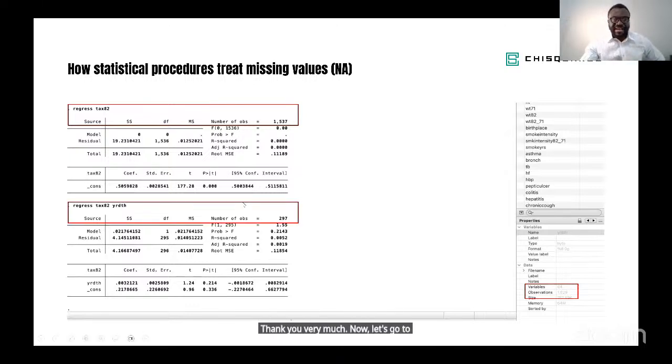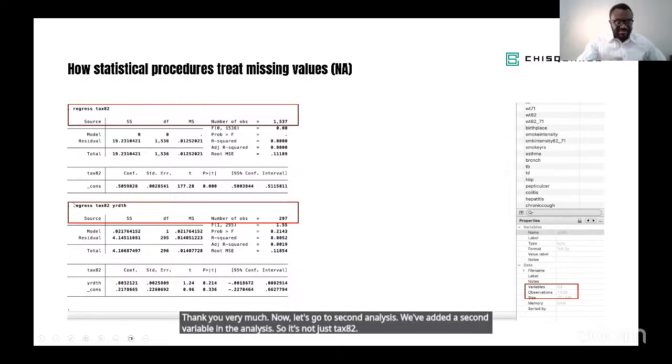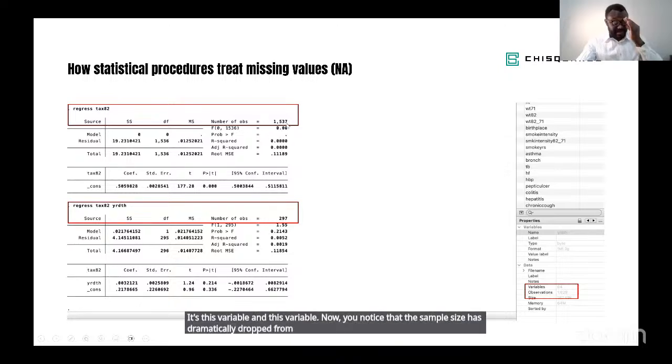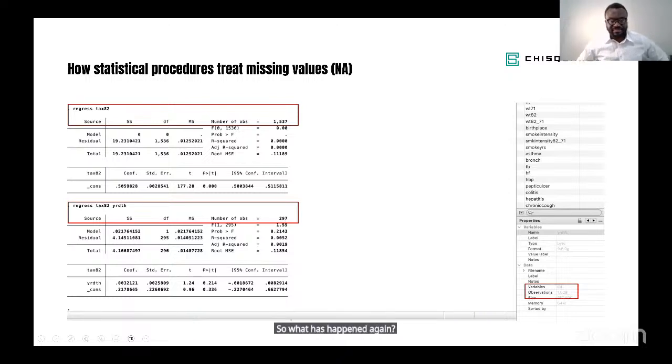Now, we've added a second variable in the analysis. So it's not just tax 82, it's this variable and this variable. Now, you notice that the sample size has dramatically dropped from 1,537 to 297 here. So what has happened again? What does this 297 number mean? Who can answer that question? What does that number represent?